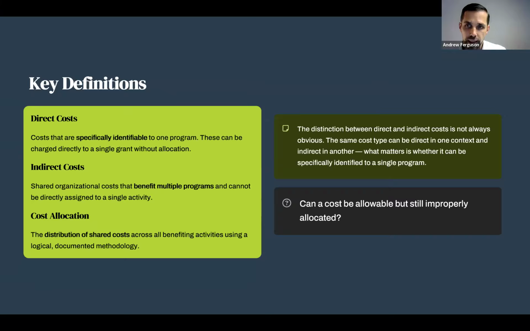So this one's a little bit different in that it can't be directly charged back to a specific program, but it benefits multiple programs. So it's charged to the program, but it's indirect. And then cost allocation is the distribution of shared costs across all benefiting activities using a logical and documented methodology, which we will get into here in a moment.